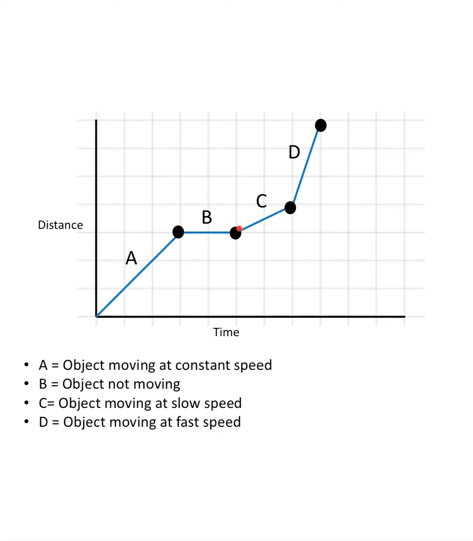Then for B, when we just have a straight line, that tells us that the object is not moving. Then the object takes off again, but it's not that steep compared to A, so that tells us it's going at a slower speed. Then the slope gets a lot steeper, and that tells us the object is now moving at a fast speed. So it's the slope of the line that tells us how fast the object is going.